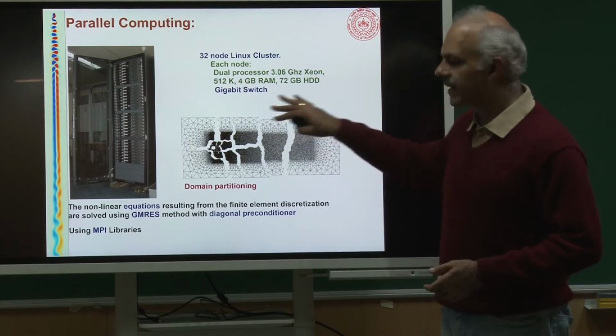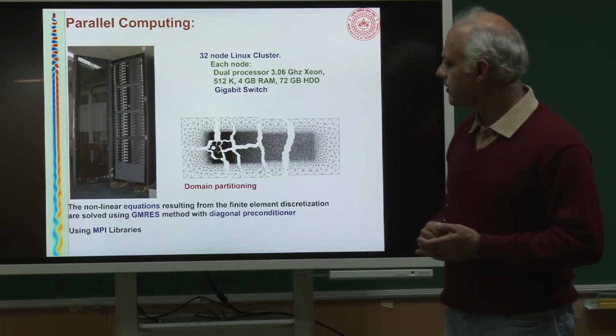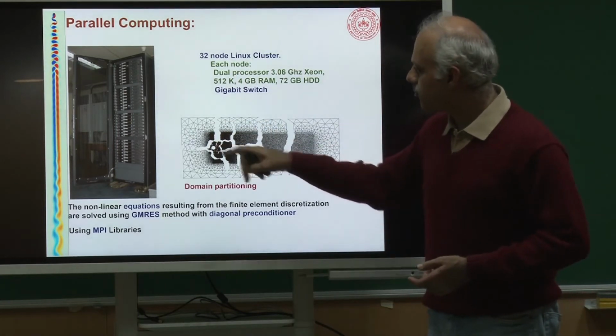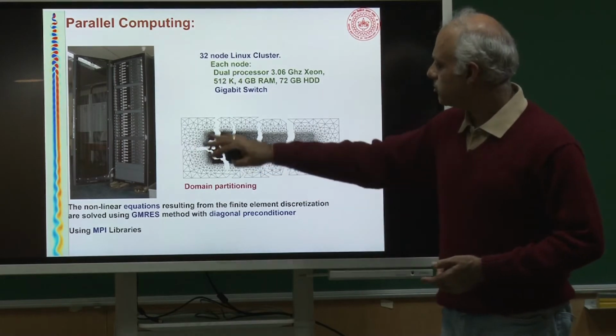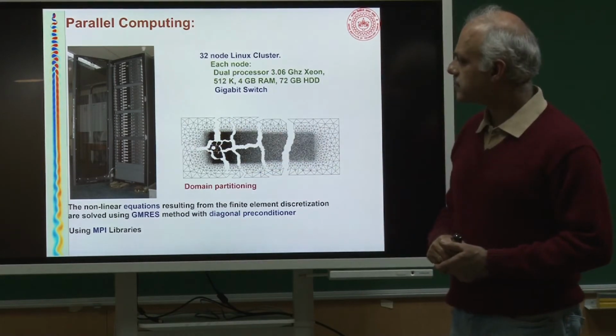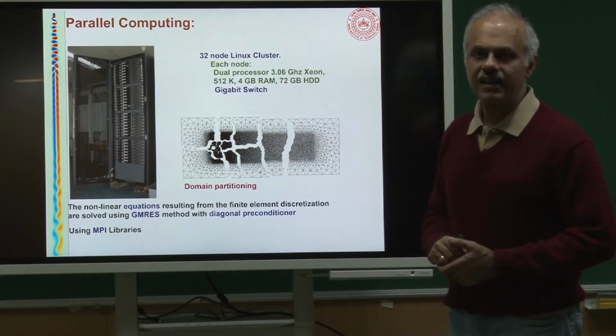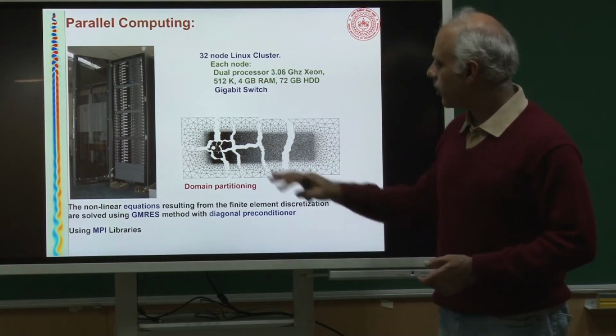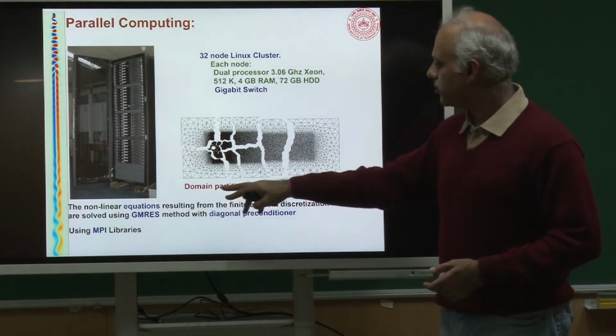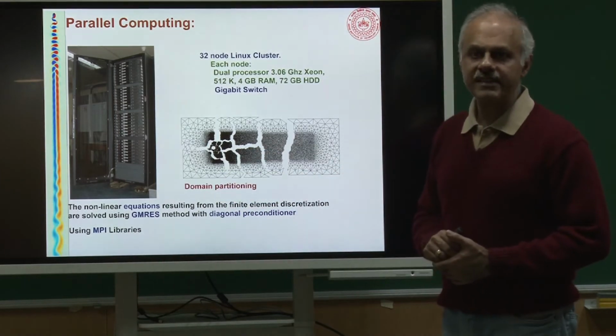So, you generate a grid like the one I showed you for an aircraft. Here we were interested in flow past a circular cylinder. So, a grid has been generated, and now you want to distribute computing to each of these processors. So, what is done is you go through what is called a domain partitioning.